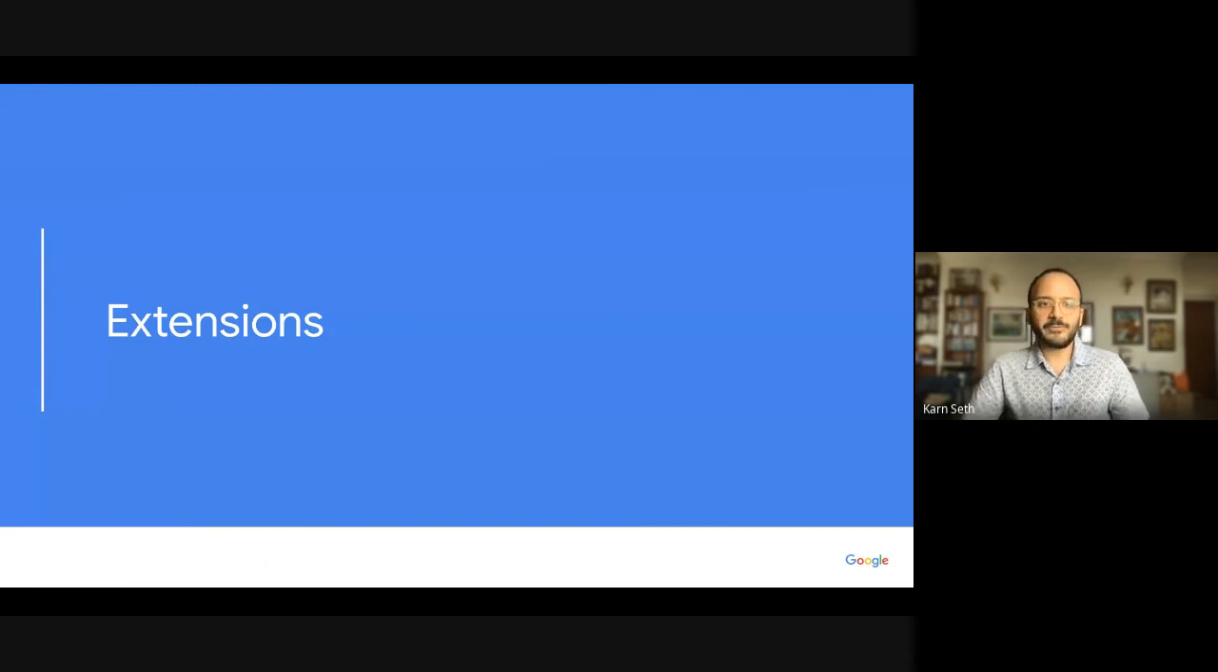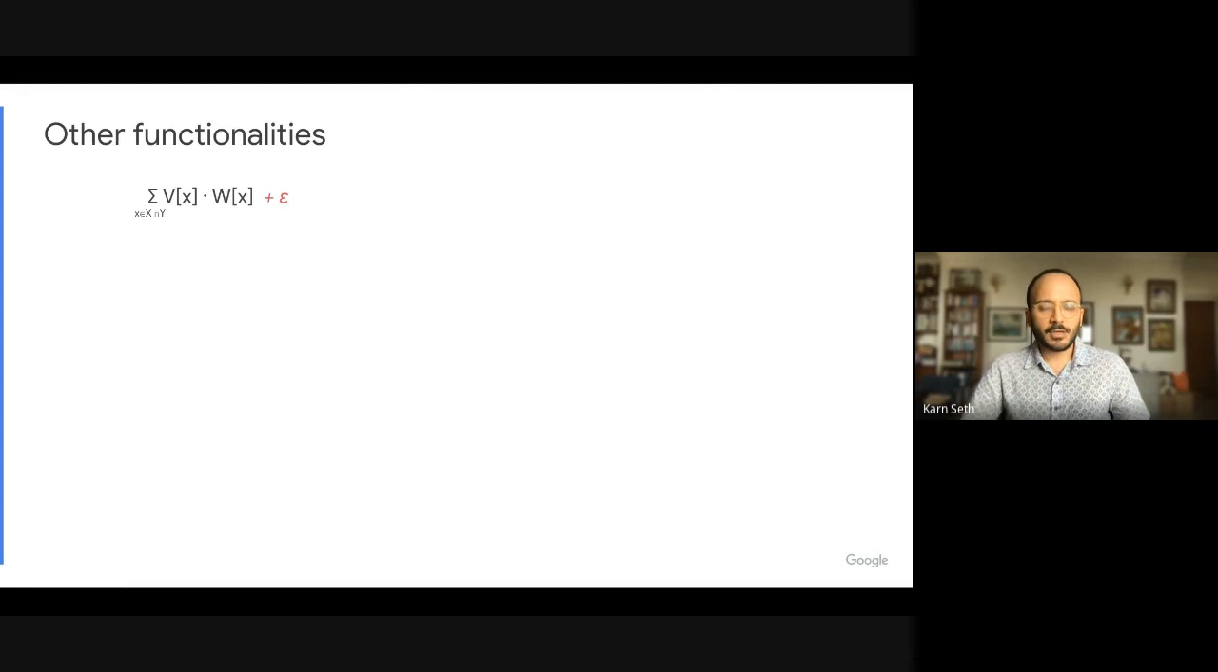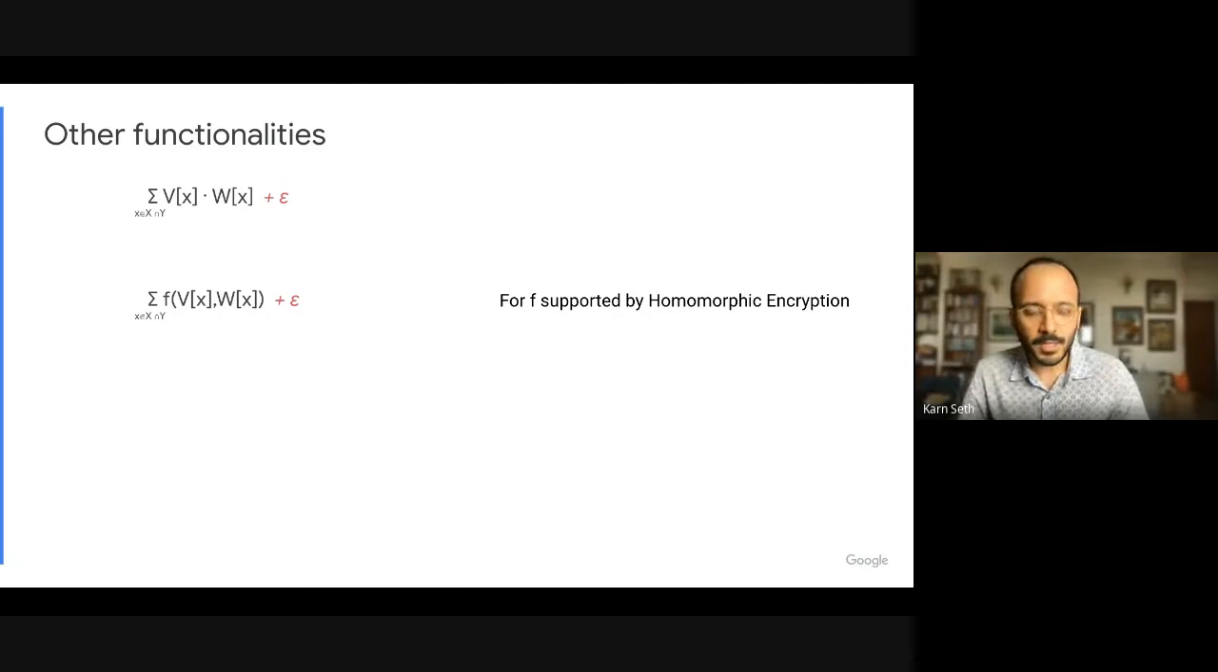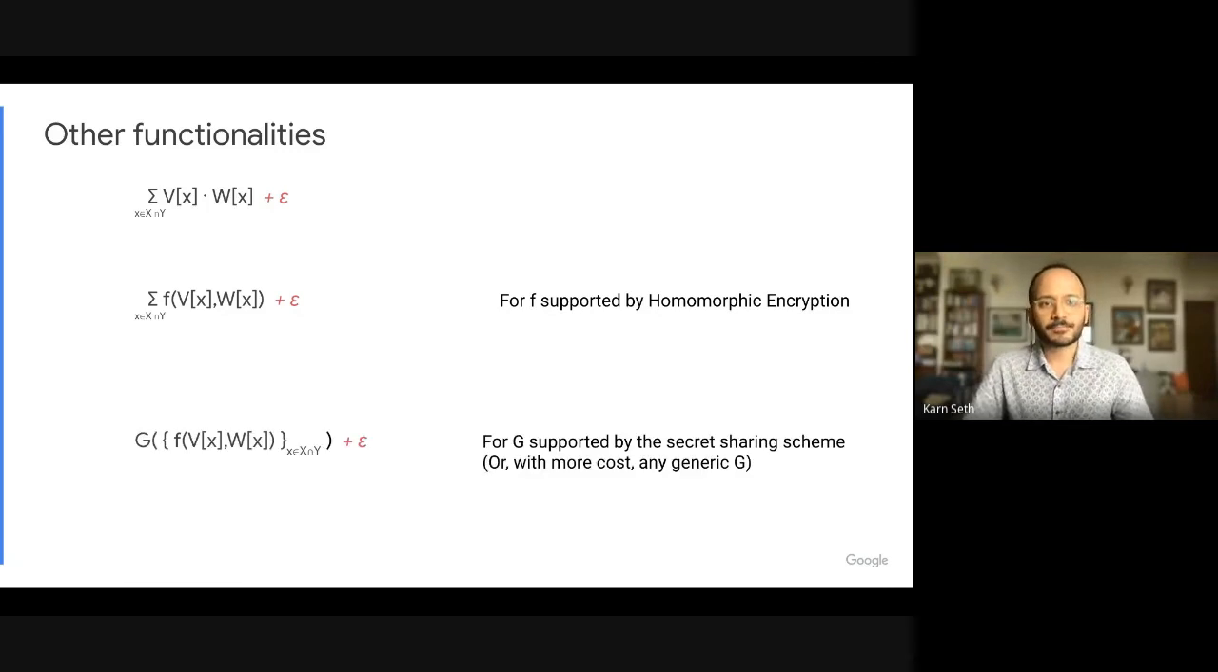So now I'll briefly discuss ways that our protocol can be extended. The first is that we so far discussed the inner join functionality between the two data sets, inner join dot product. But in fact, we can easily support any other function f, which is supported by the homomorphic encryption scheme underlying the PIR with defaults construction that we described.